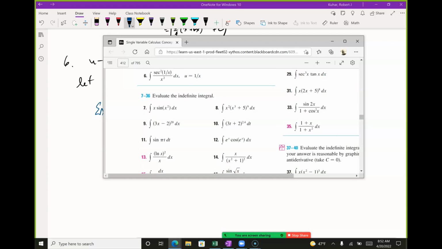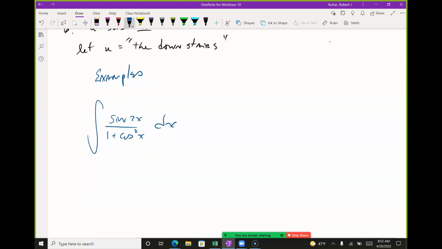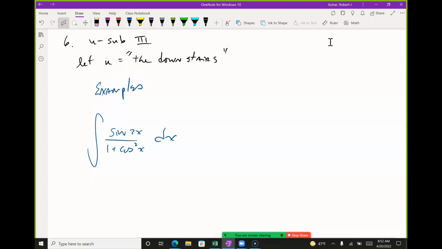So I like number 33. The example is sine 2x over 1 plus cos squared x dx. So do you see an inside here? Does anyone see an inside besides me? There's a 2x. 2x is inside. What else is inside? Anyone else see another inside? The 1? Not the 1. Square? The square is the outside downstairs. Cos is inside the square. So there's an inside of 2x. There's an inside of cos.